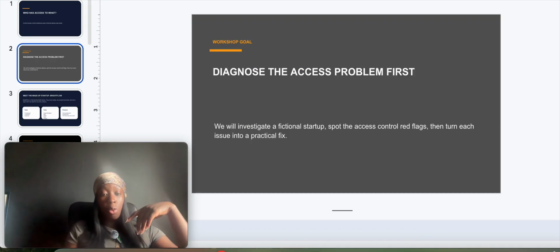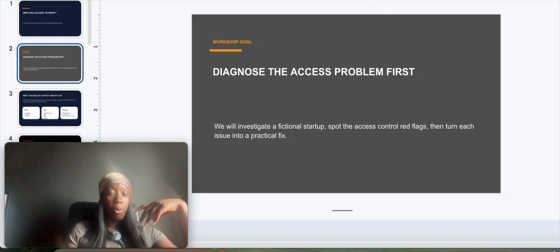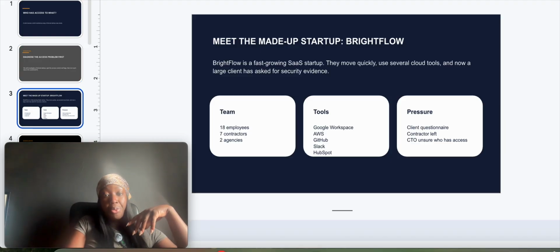So the first thing is to diagnose the access problem first. I'm going to investigate within the fictional startup, and I'm going to list some red flags, and then for each issue that I find, I'm going to turn it into a practical fix. And the idea is that if you spot something similar in your organization, you can apply the same thing.